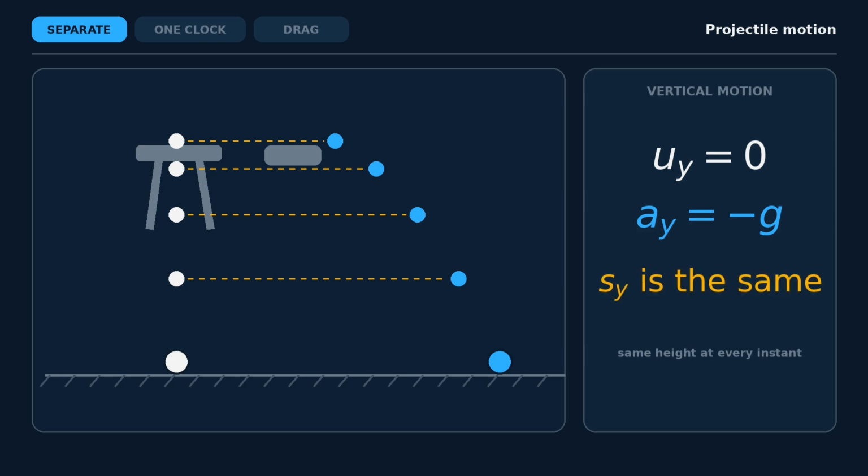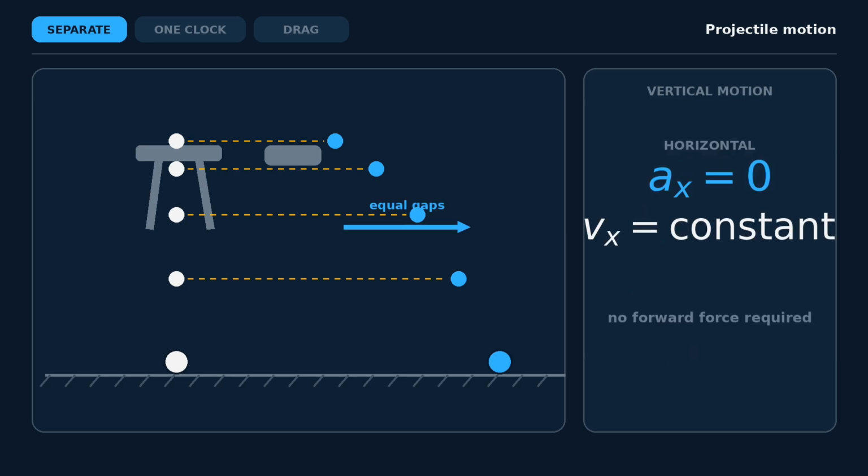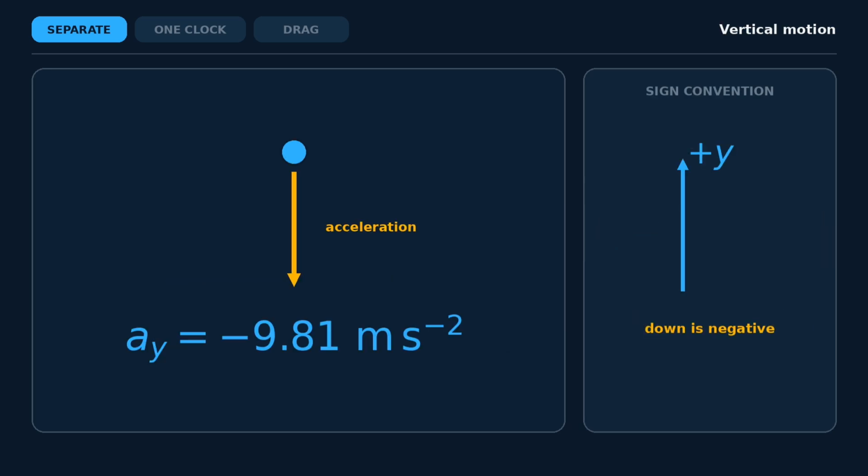The sideways ball has equal gaps between snapshots because there is no horizontal acceleration. Once it has left the launcher, there is no forward force keeping it moving, so its horizontal velocity simply remains constant. Vertically, the situation is different, however.